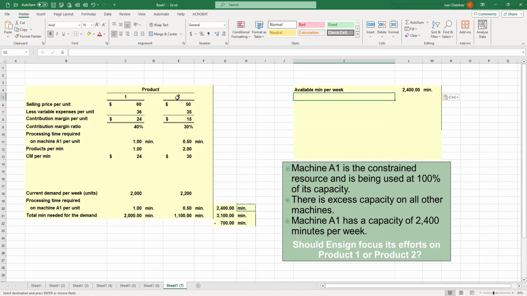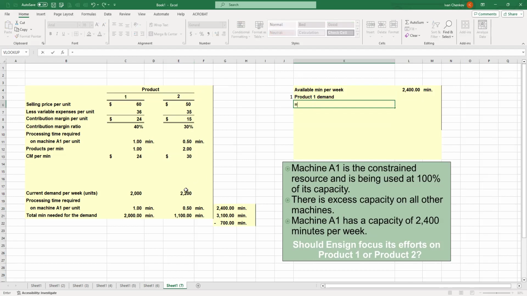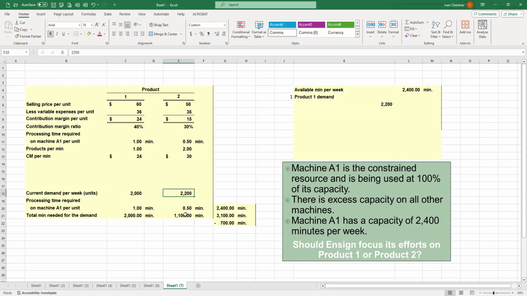So since I know product two is my most profitable product, first I'm gonna focus on the demand. Which demand is how many units? 2,200 units, correct? Current demand of product two. We focus on product two because it has the highest contribution margin per minute within the constraint. We're gonna satisfy the entire demand.